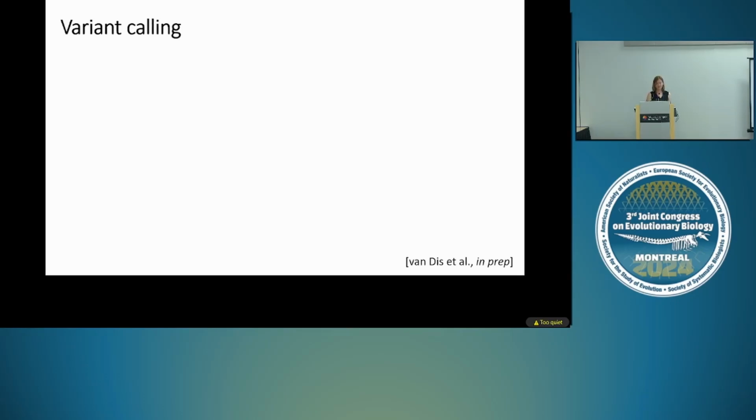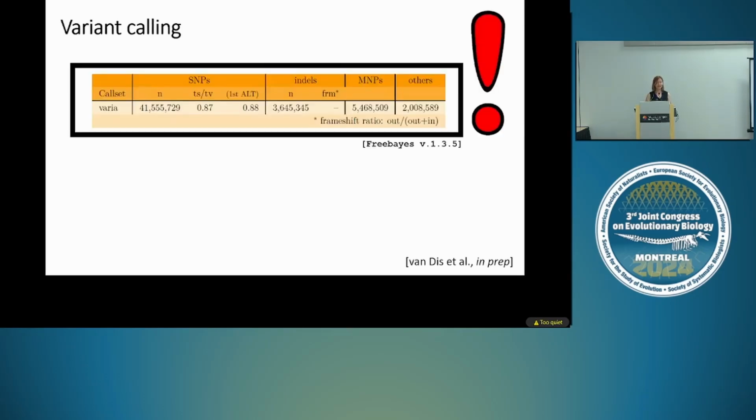So the first interesting result already came at the variant calling stage, where we found a really enormous amount of genetic variation. This is the raw output of our variant caller, and if we just look at the SNPs, we found more than 41 million SNPs in these quite local populations. So we think this indicates that these populations seem to have very high levels of genetic variation, which is of course an important driver if you need to rapidly adapt.